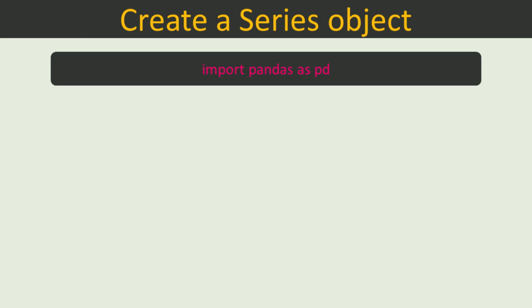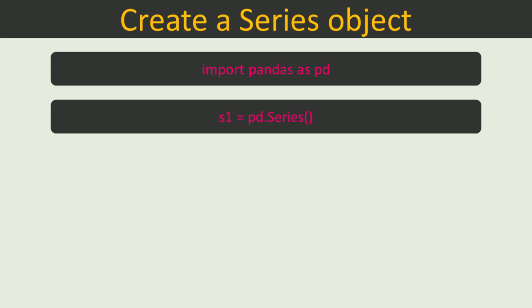Now let's see how to create a series object in Pandas. As a first step, you have to import the Pandas library. Then you create a variable and assign it to the series constructor of Pandas as displayed here. This will create an empty series object.